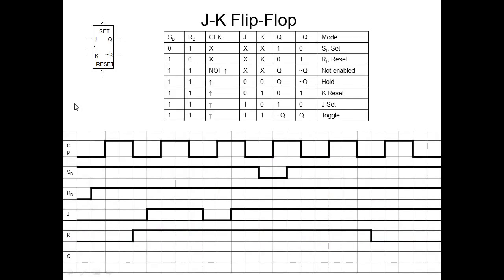JKs generally almost always have an asynchronous set and reset tied to them. That's what the SD and RD are, and they work exactly the same as they have been doing. If SD goes low, you've got to set Q. If RD goes low, you've got to reset Q, and the rest of it's the same. So let me get the highlighter out, and I'll show you how I do this.